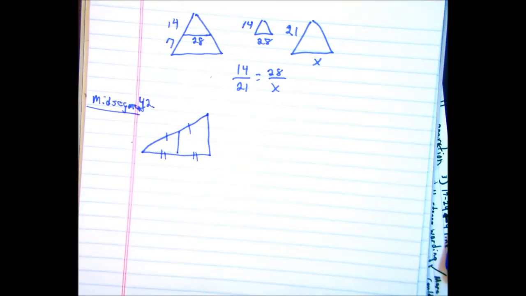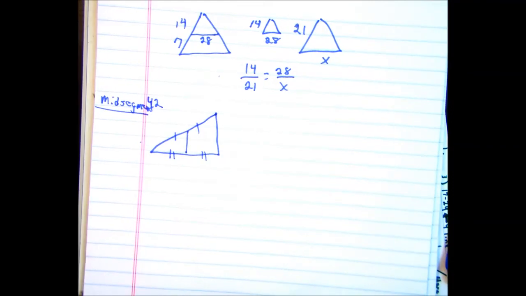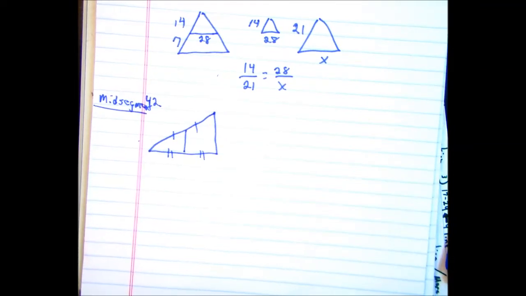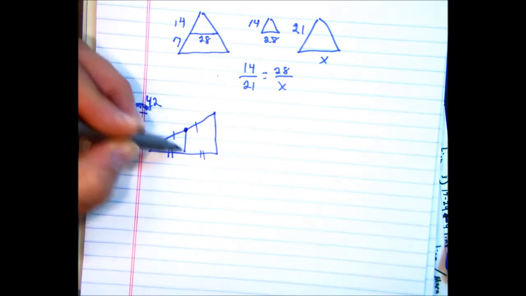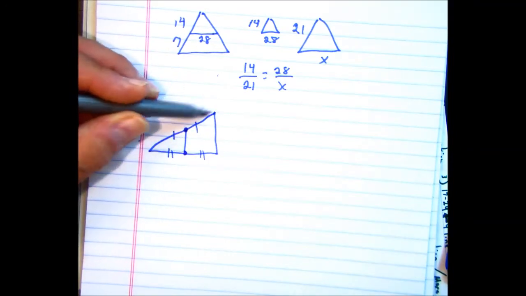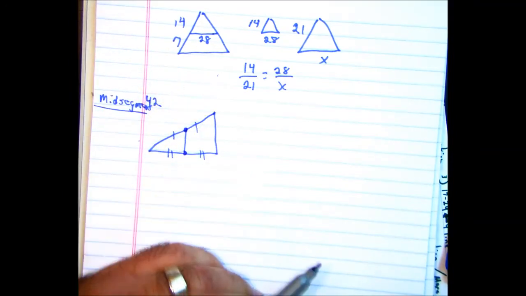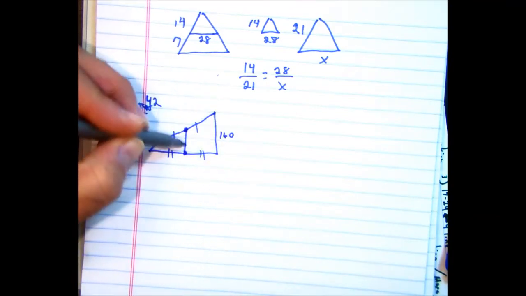Those congruency marks are the things that should be attracting your attention every time you're doing a problem. If you're not paying attention to the congruency marks, or you think they mean absolutely nothing, that's where you're going to have an issue. This is a mid-segment because these are called midpoints. How do I know they're midpoints? Because they're cutting the line segment into 2 equal pieces. So if this is 160, that means this is 80.